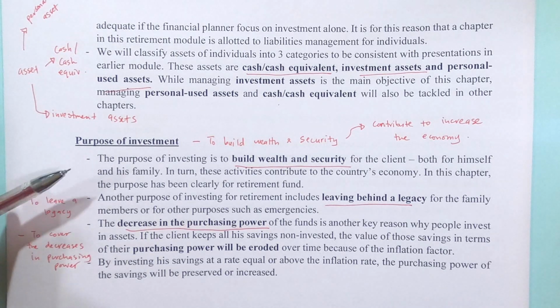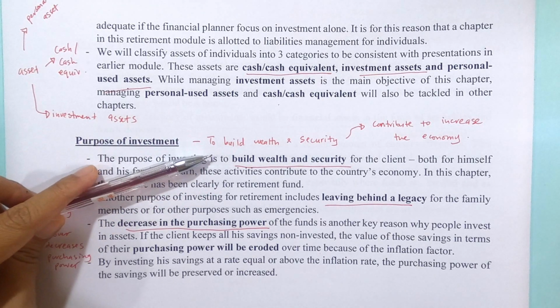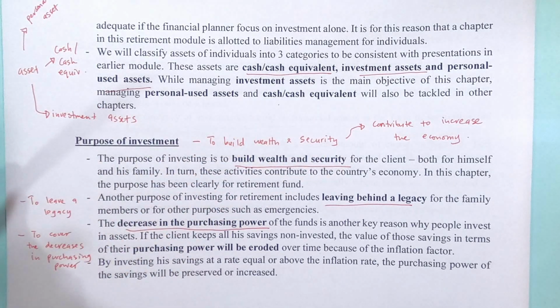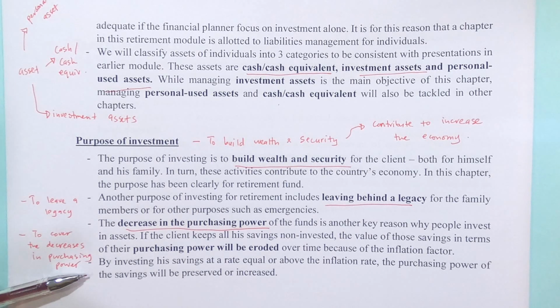When we look at the purpose of investment, why we need to invest, the first one is basically to build wealth and security, because once we increase the wealth of the client, it will contribute to increasing the economy in general. Secondly, it is to leave a legacy, because if you have a lot of wealth, then you can pass this wealth to further generations, for your children, as well as for other people who are in need. The third one is to cover for the decrease in purchasing power. Over time, the value of the asset might be reduced due to the higher cost of purchasing. Therefore, we have to make an investment to increase the value of the asset so that it is matched, or at least can cover the decrease in purchasing power, so that our assets will be preserved over the long term.